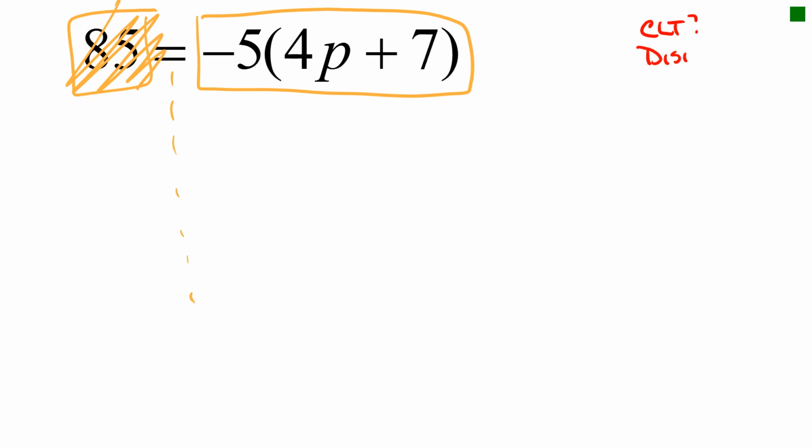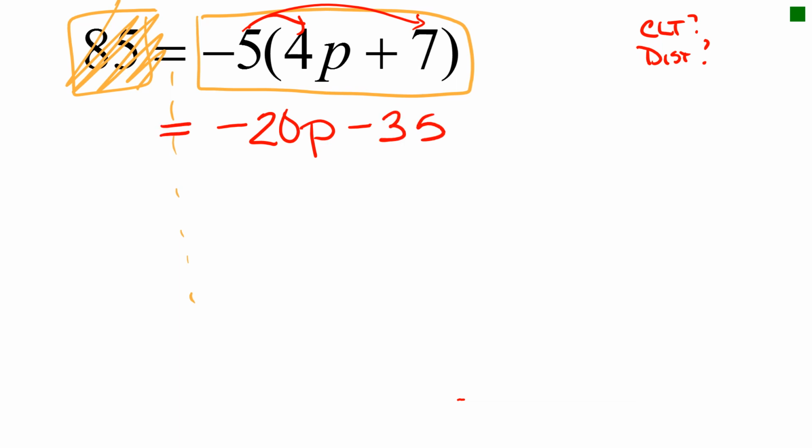Do you need to distribute? Parentheses are a hint that you need to distribute. So over here, I've got negative 20. Negative 5 times 4 is negative 20. And what do I have tagging along? The p. Then I've got negative 5 times positive 7. That's negative 35. What did I have that I didn't touch? An 85 and an equal sign.